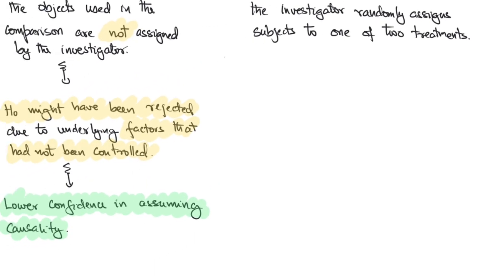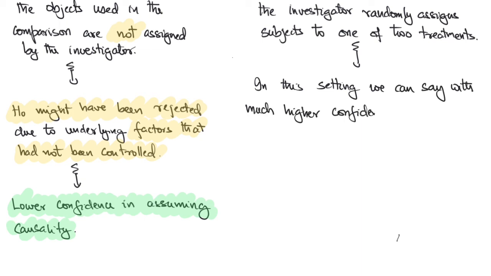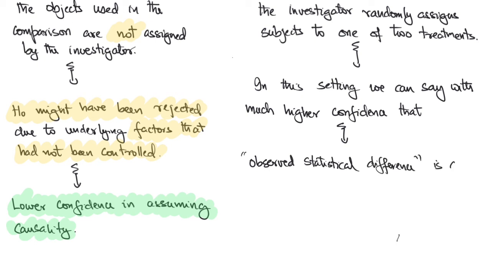On the other hand, when we are working with a randomized controlled experiment, because the investigator controls how the subjects are randomly assigned to the two treatment arms, we will have much higher confidence in the test results, in the sense that the observed statistical difference would very likely be caused by the actual difference in the means or the treatments.